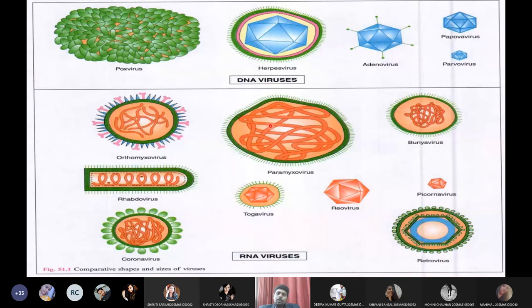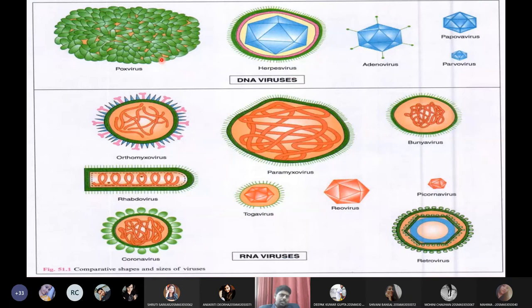Now, what about this virus? What is the symmetry of this virus? Icosahedral symmetry. Yes. Is it enveloped or non-enveloped? Non-enveloped. Very good. Then what about this virus? Is it icosahedral or helical symmetry? Tell me the symmetry. Icosahedral. Enveloped or non-enveloped? Enveloped.